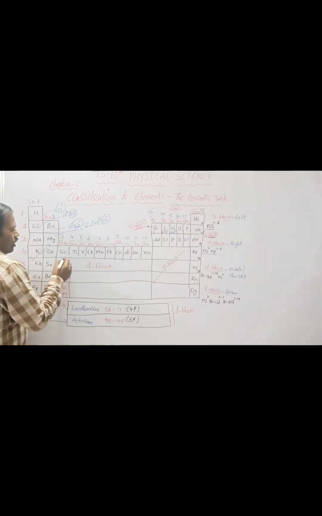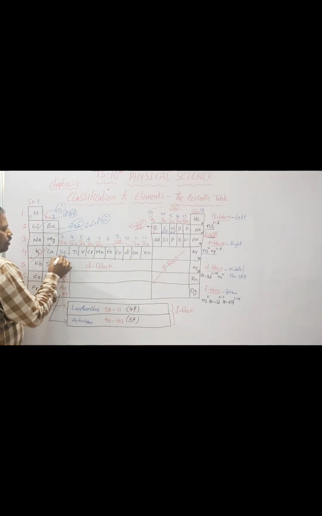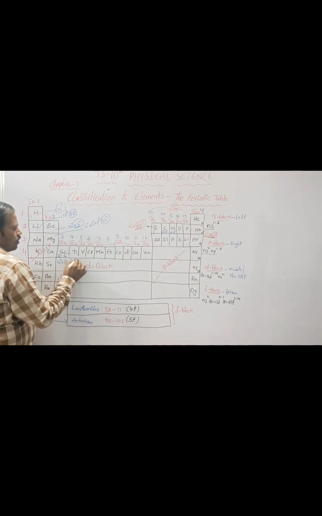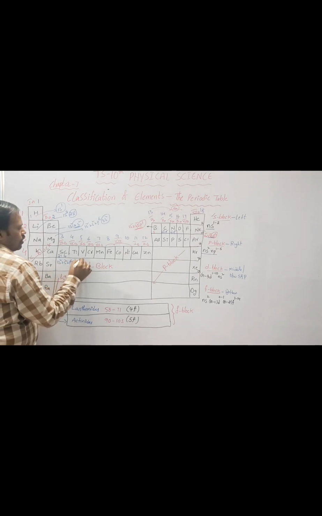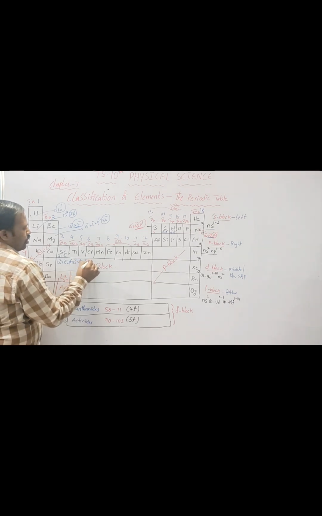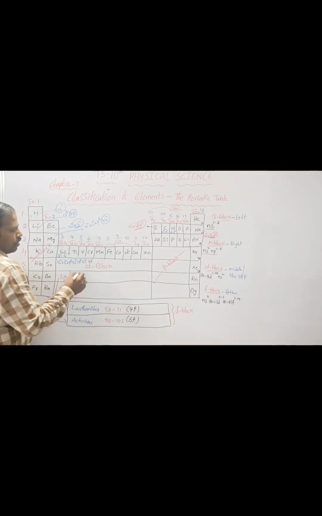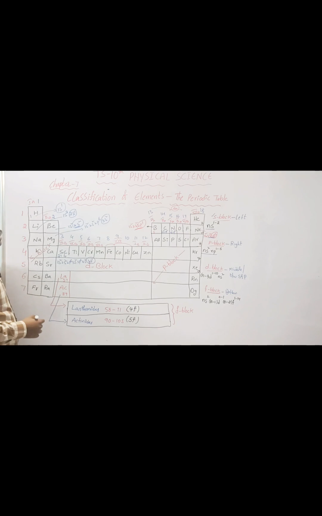Coming to the D block. What is scandium here? What is the atomic number here? 21. So what is the configuration? 1s2, 2s2, 2p6, 3s2, 3p6, 4s2, 3d1. So the valence electron enters into the d orbital.